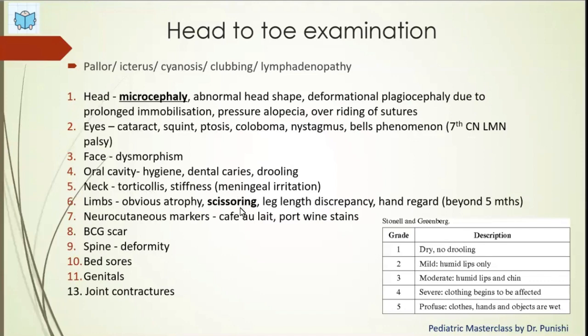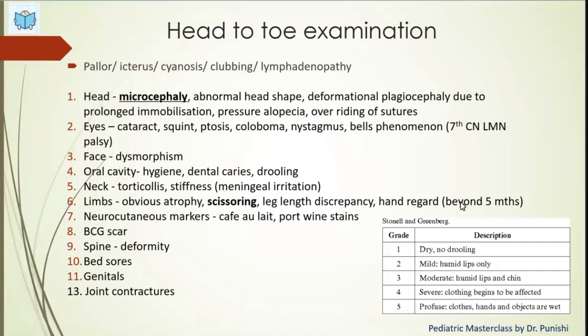So scissoring is seen in spastic diplegia because of spasm of the adductor muscles. If there is particularly scissoring of the lower limbs, then that is sometimes very predominantly seen. Leg length discrepancy. If there's hemiplegic CP, the limb on the affected side, because of disuse atrophy, might appear a little shorter as compared to the other side. That is something that needs to be considered, especially if you're dealing with a hemiplegic CP.